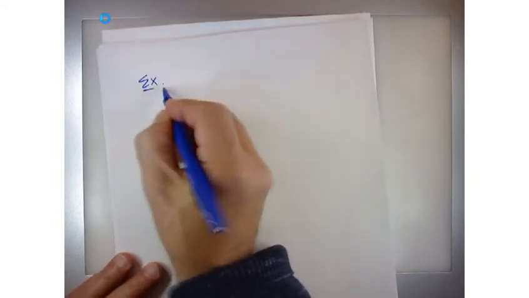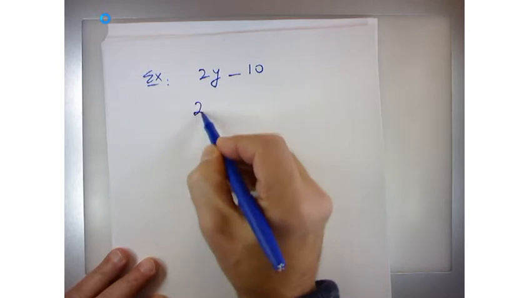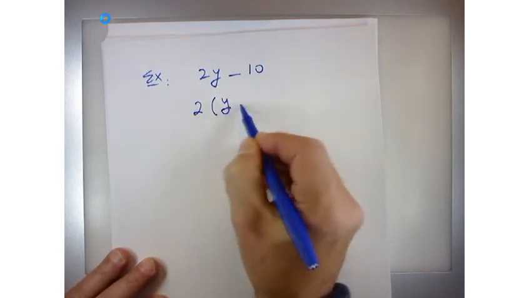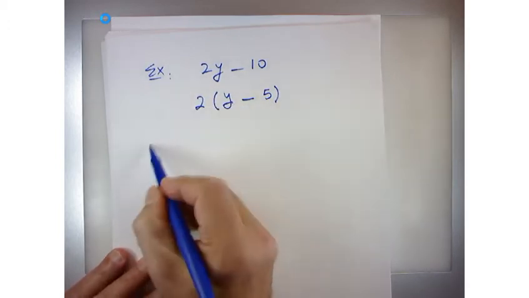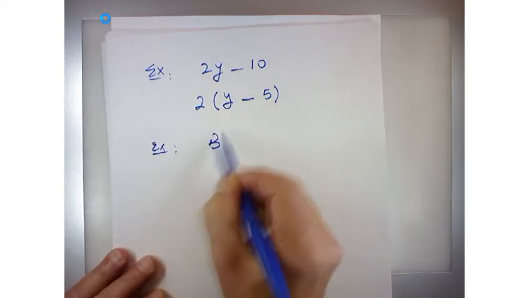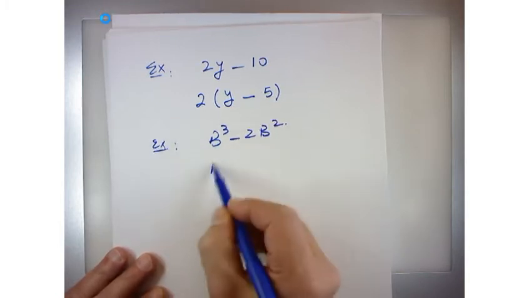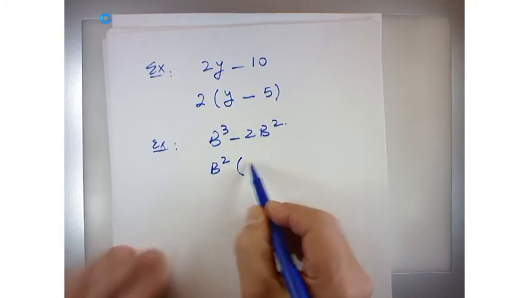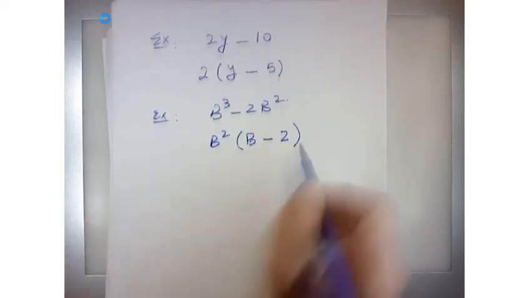Again, how do we factor out the GCF? 2y minus 10. 2 is the only greatest common factor, so 2 times y is 2y, 2 times 5 is 10. And then b cubed minus 2b squared. So we pull out b squared, the smaller exponent, and then it's b, because b squared times b is b cubed, minus b squared times 2 is 2b squared.